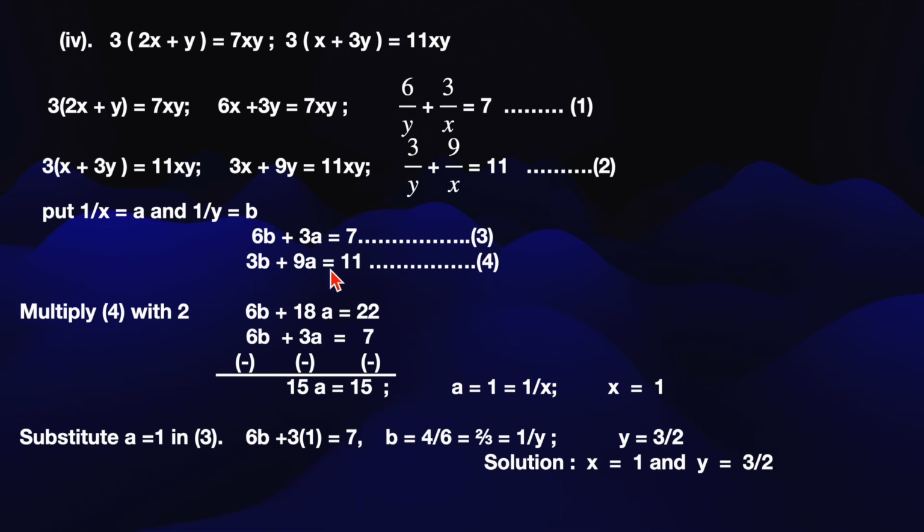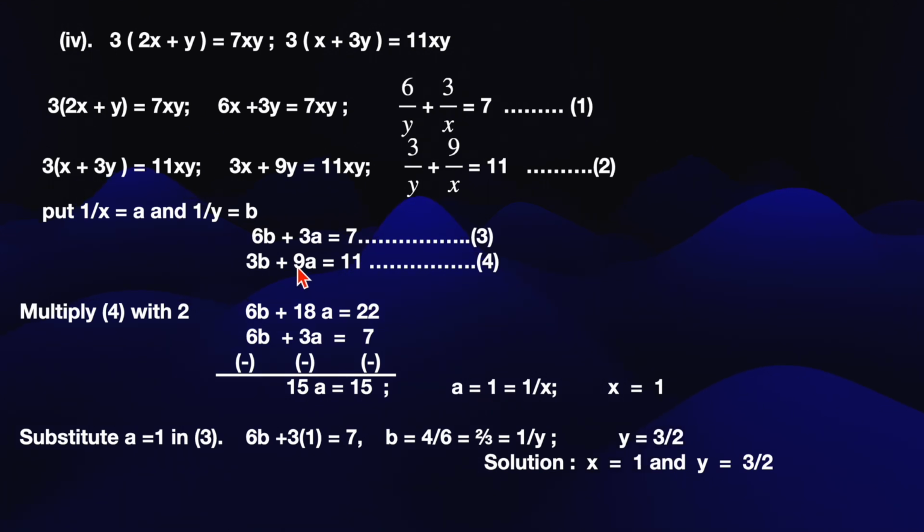I am going to multiply this equation by 2. Here I have written it. 6b plus 18a is equal to 22. I have multiplied it by 2. Now we can easily eliminate this. Just change the sign. So this becomes minus, minus, minus. Okay. This will become 0. 18a minus 3a is 15a. 22 minus 7 is 15. So a is equal to 1. 15 upon 15 is equal to 1.